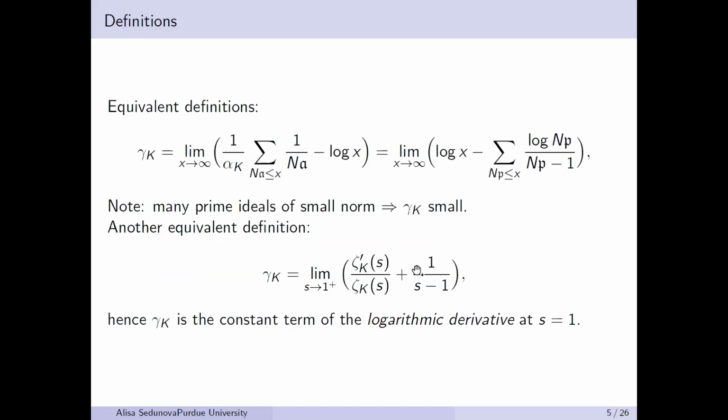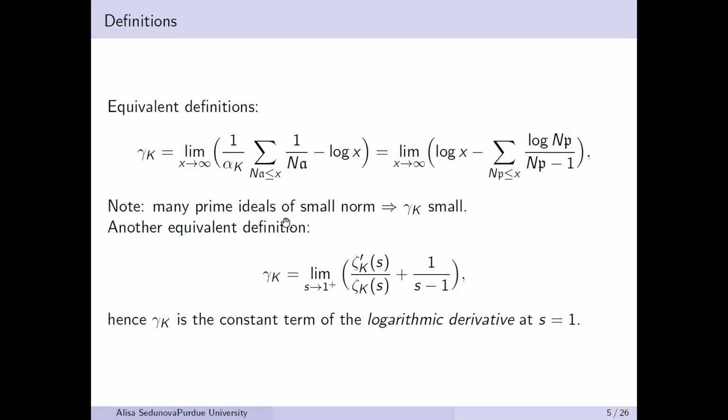Similarly to how the normal Euler gamma is defined, following the same procedures, we can get a similar expression for the Euler-Kronecker constant. First, as a limit of 1 over alpha_K, which we don't see in the normal case because it is just 1, and then this guy minus log x. Similarly, we can express it through the norm of prime ideals. Again, we will have here log p divided by p minus 1 in the case of rational numbers. Just to keep track of things, if we have many prime ideals that have small norm, then this implies that my gamma_K is going to be small. Just to understand what is going on.